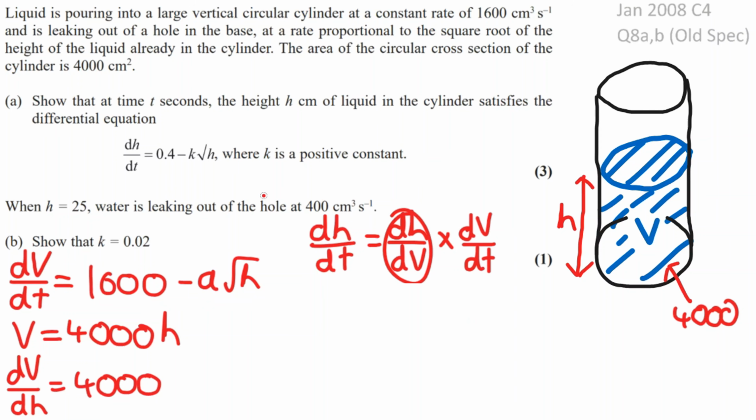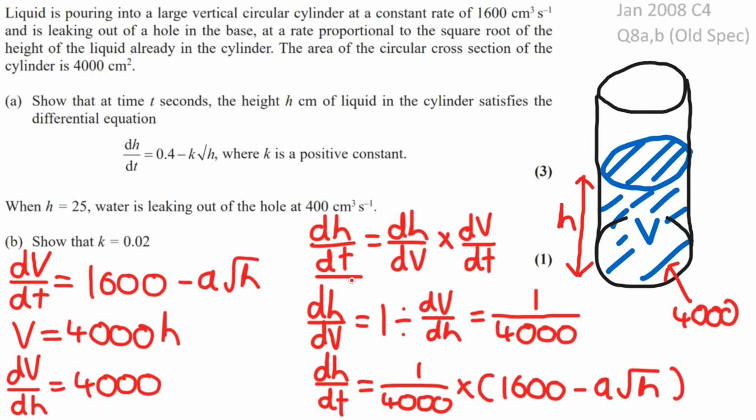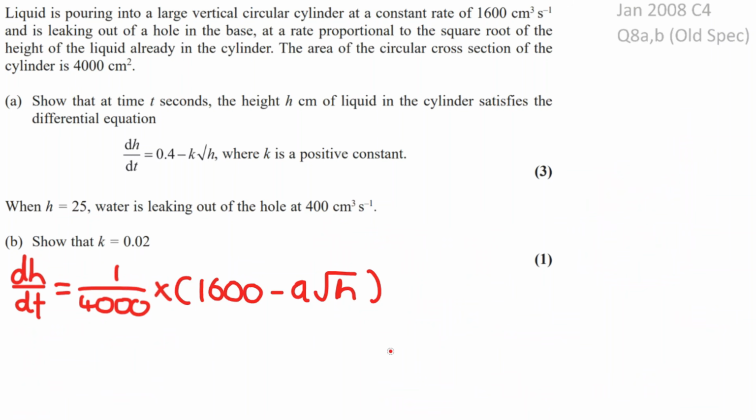We don't have dh over dV, we have dV over dh. So what we're going to have to do to find dh over dV is do 1 divided by dV over dh, which is going to be 1 divided by 4,000, so 1 over 4,000, like this here. So we've flipped the fraction to dh over dV. Therefore, if we sub in the values, dh over dt is going to be equal to dh over dV, which we figured out as 1 over 4,000, multiplied by dV over dt, which is this 1,600 minus a root h. So we have this equation here for dh over dt, and we can expand this bracket here.